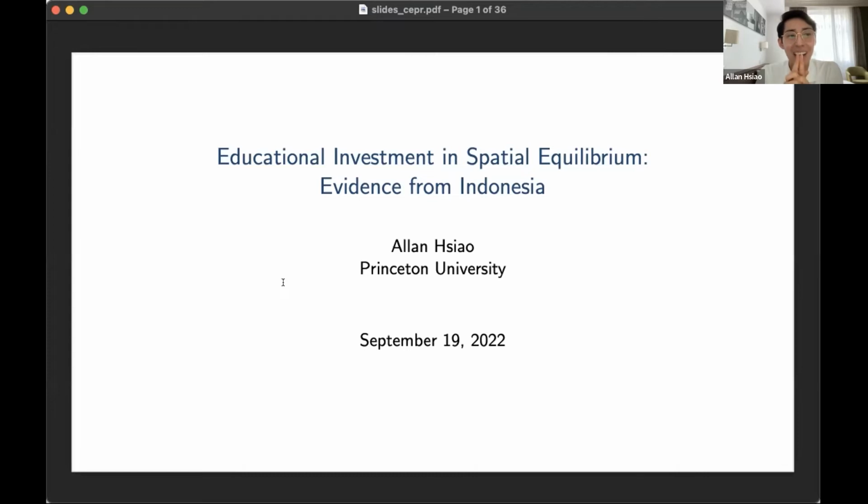It's great to be right next to Dan and Rob's paper. To date myself and the paper a little bit, I remember at the end of one of Rob's lectures in the macro development field course at MIT, I went up to him and told him about some work I had done on education and spatial equilibrium in Indonesia. So Rob, this is that paper. It's written.